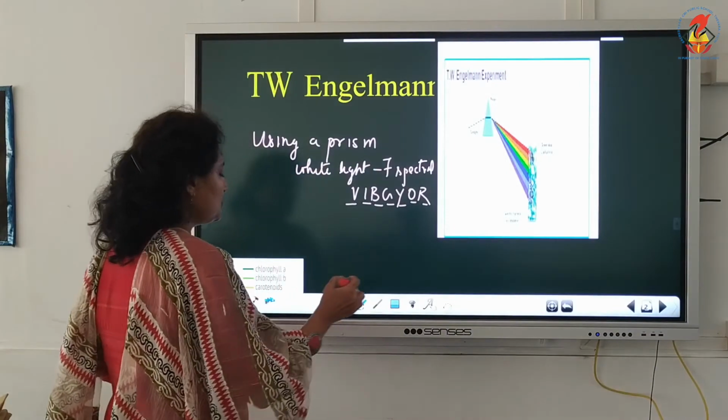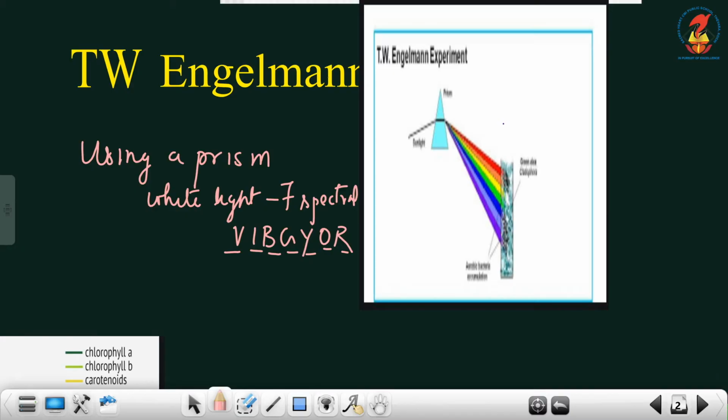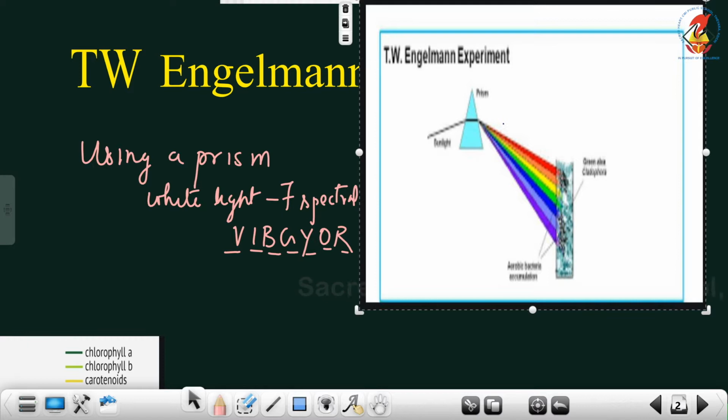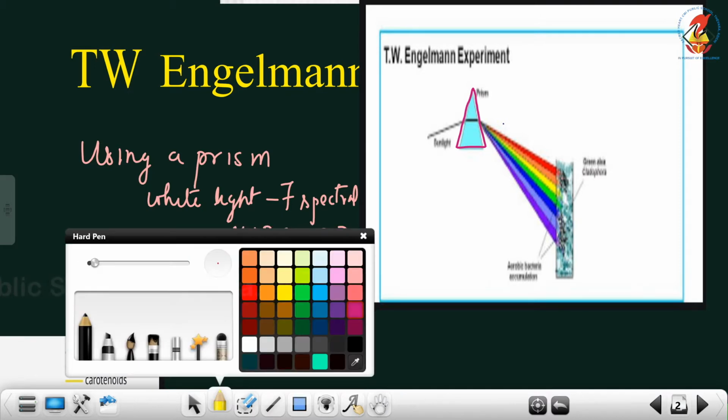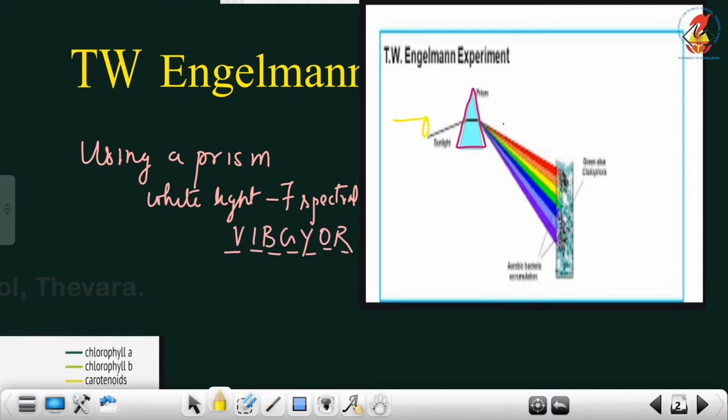So, once again using a prism, he split white light into its 7 colors. You all are very well aware that when white light passes through the prism, it gets split into its 7 colors. So, I am zooming through this picture. As I zoom, the write-up becomes blurred. Bear with that. So, the prism I am highlighting is used to split light. There is a source of light here, maybe an artificial source of light. It was used to split white light.